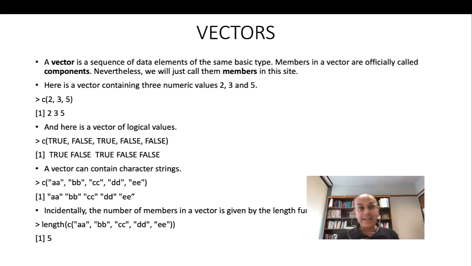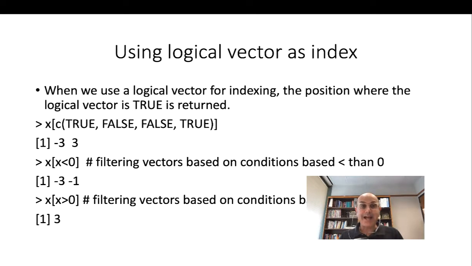Another way for us to look at data in R is the vector, which is a sequence of data elements of the same basic type. The members of a vector are usually called components. Nevertheless, they are also called numbers in this class. So here is a vector containing three values: 2, 3, and 5. If we add to a vector, we can add logical values, which are true or false. And again, a string, as I defined last time, is the ability to pull it to other dimensions, for example as a text or as a word. By doing that, I will be able to add more dimension to my analysis.